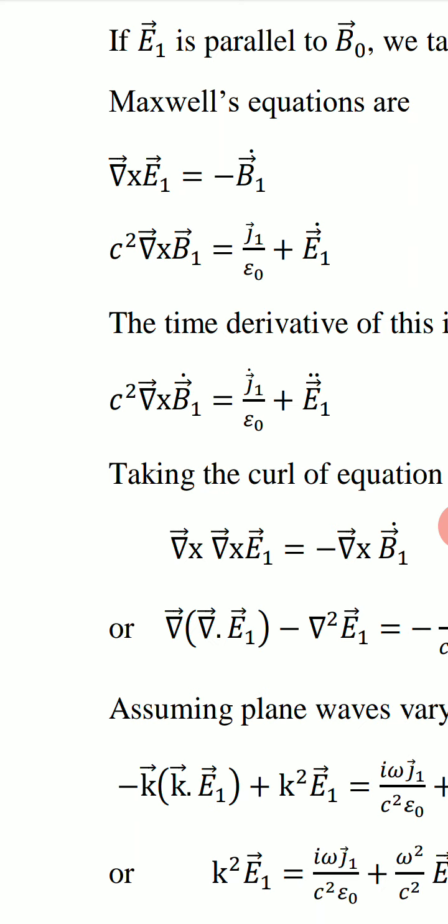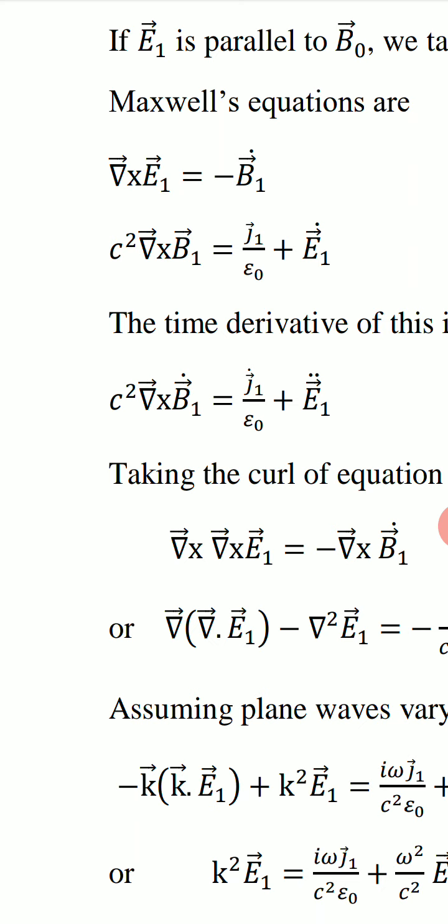Now we write E1 for E and B1 for B. And for delta upon delta T, we write this dot. So delta B1 upon delta T is B1 dot. So Maxwell's third equation, which is del cross E, which is curl E, equal to minus delta B upon delta T, we write it as del cross E1 equal to minus delta B1 upon delta T, equal to minus B1 dot.